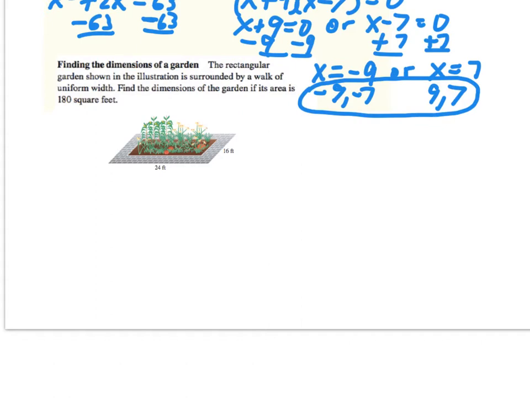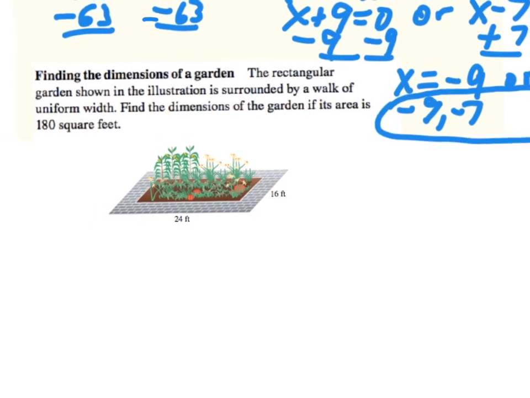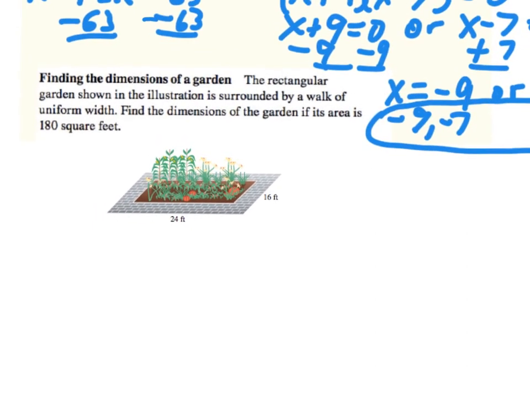So let's look at this next problem. Let me try to get it a little bit bigger. So in this next problem I have a rectangular garden. So here's a rectangular garden. It's surrounded by this walkway, and the dimensions of the garden, including the walkway, are 24 by 16. So what would be the dimensions of the garden if the area is 180 square feet?